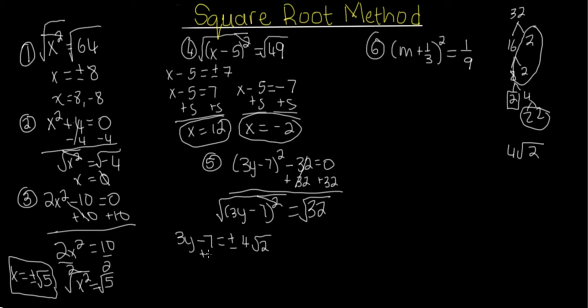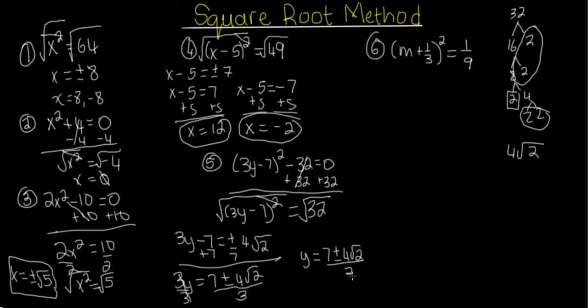Next, I need to continue solving for y. So I'm going to add 7. I'm not going to split this up. You can, but I'm not going to do that just because I already see you can't really add this to the 7. We're just simplifying as much as we can. You do want to put the 7 in front of the plus or minus though. So here I have 3y equals 7 plus or minus 4 square root of 2. Divide by 3, divide by 3. Here I have y equals 7 plus or minus 4 square root of 2 over 3.